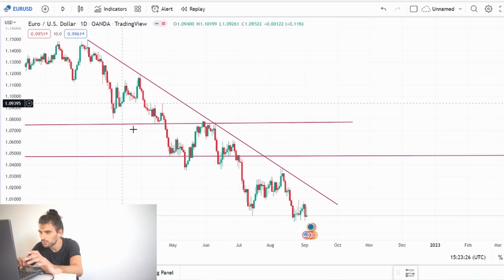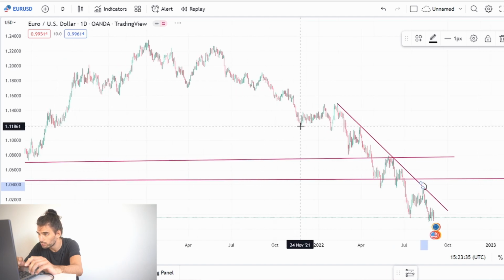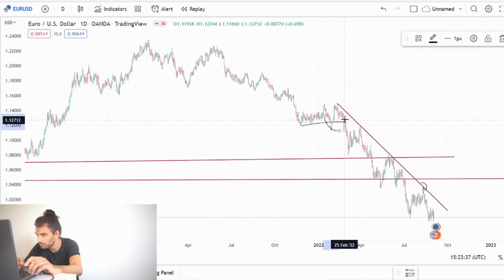On the 4-hour chart it looks slightly different, but this was the area, and basically what we see here is that once the market breaks a specific area of support, as it did here and here, it always pulls back to retest the previous support area.